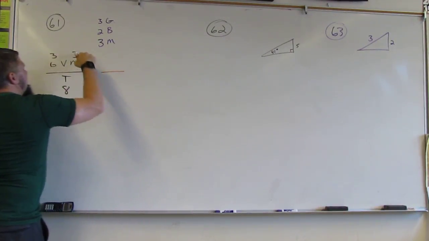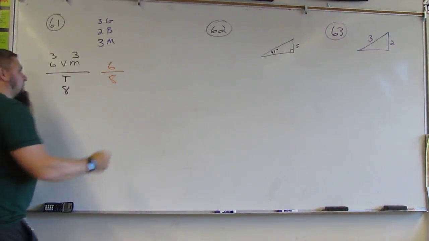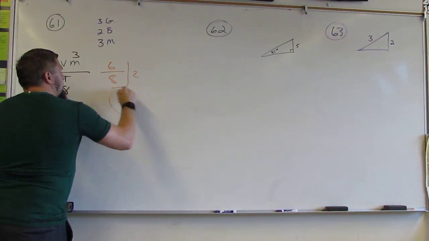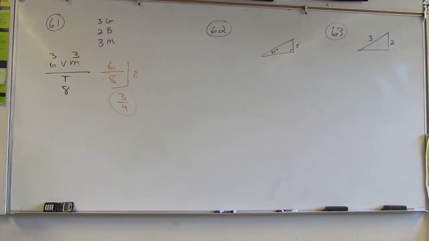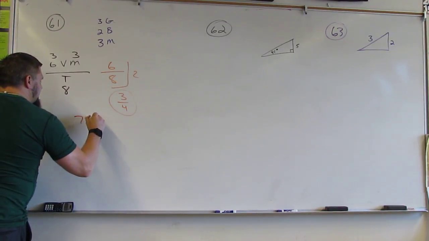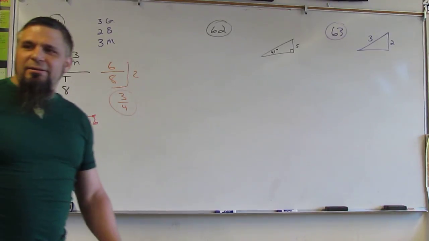So that means this is 6 over 8, which is 3/4. That's your probability. What's the percentage? 75. Yes. 75% of the time that will happen. Pretty simple, right?